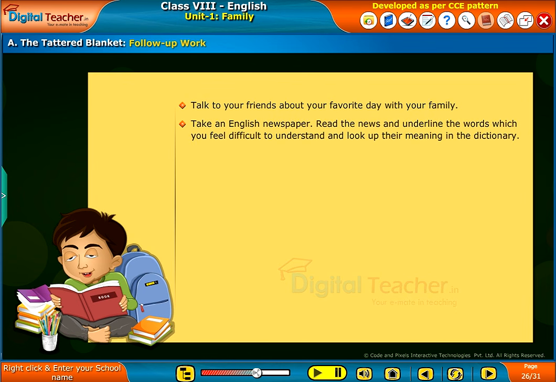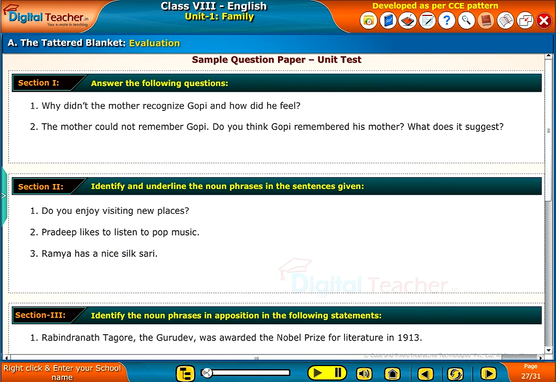Take an English newspaper. Read the news and underline the words which you feel difficult to understand and look up their meaning in the dictionary. Read a story or news and identify all the noun phrases. Check your understanding of the lesson by taking up the mock unit test.